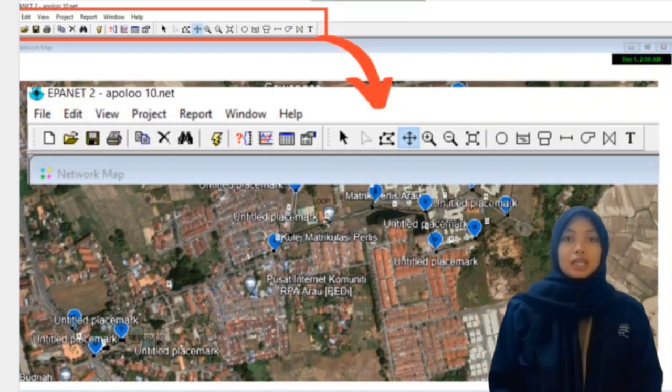There are components in EPANET software we should know. That is run analysis, graph, table, zoom in, zoom out, junction, reservoir, tank, pipe, pump, valve, and text.